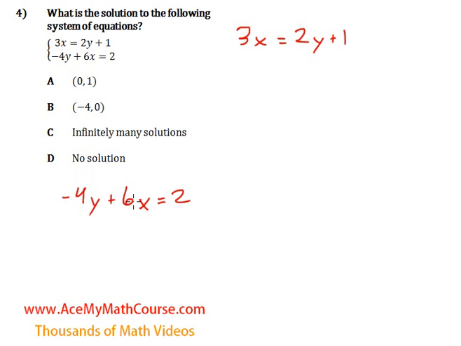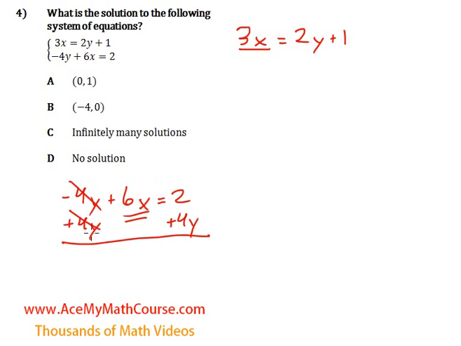I want the x to come first, then I want the equal sign, then the y, and finally the constant. So to do that, to rearrange this equation, I will just add a 4y to both sides.